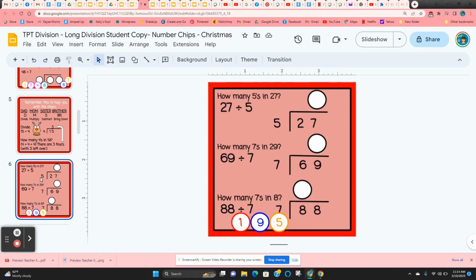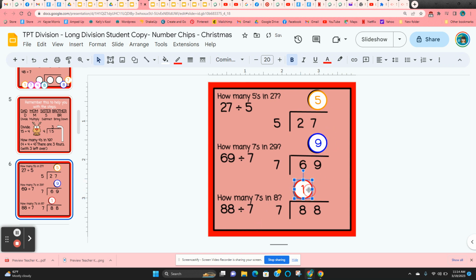Next slide, they're just going to be doing the first step, which is division. So they only have 3 number chips to move. Here, 5 goes into 27 5 times, with some left over. 7 goes into 69 9 times, with some left over. And 7 goes into 8 1 time.